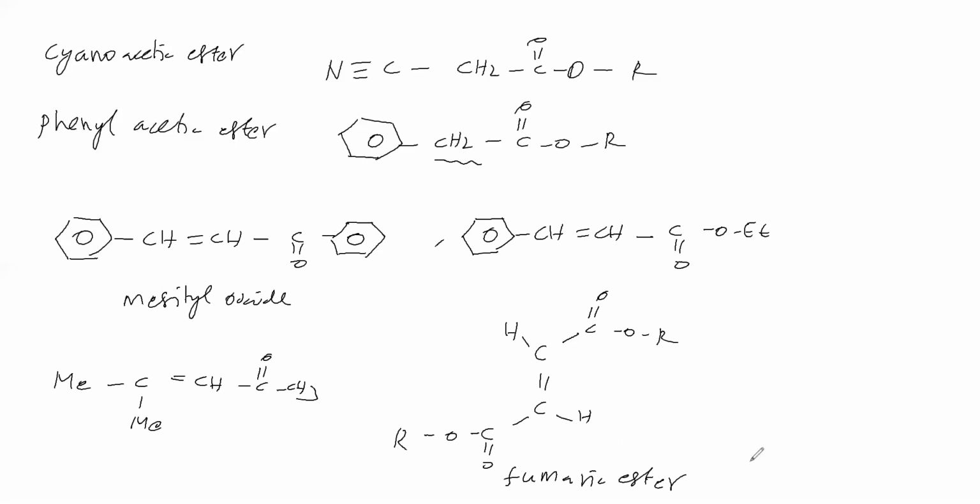Then we'll see acrylic ester. Acrylic acid is CH2 double bond CH COOH. It is acrylic acid. Acrylic ester means this H is replaced by an alkyl group.